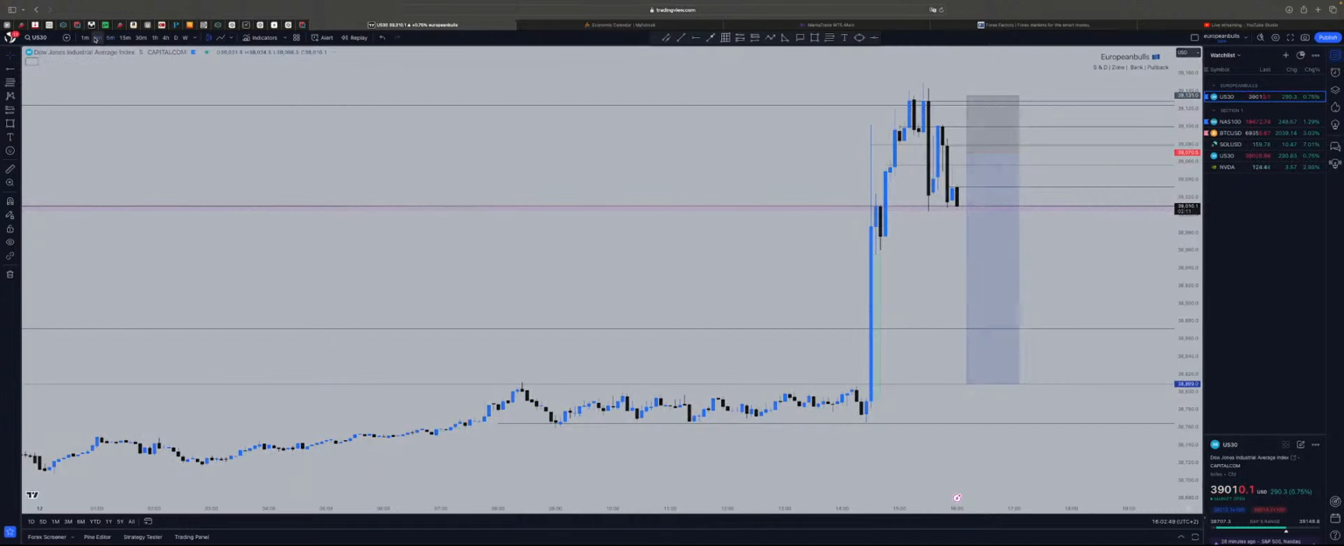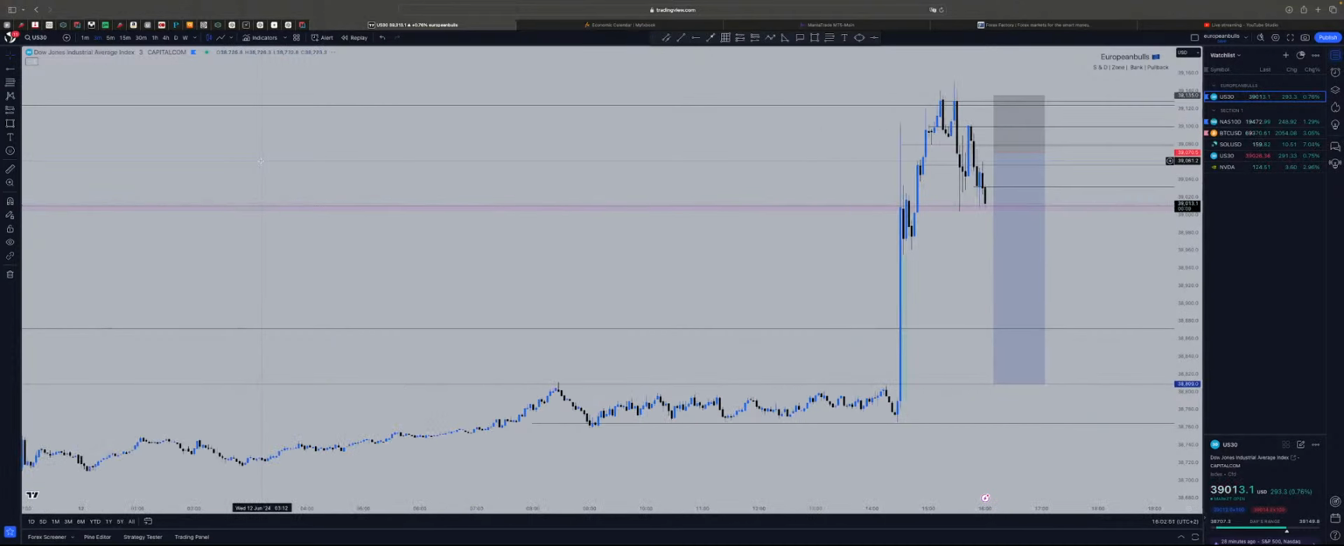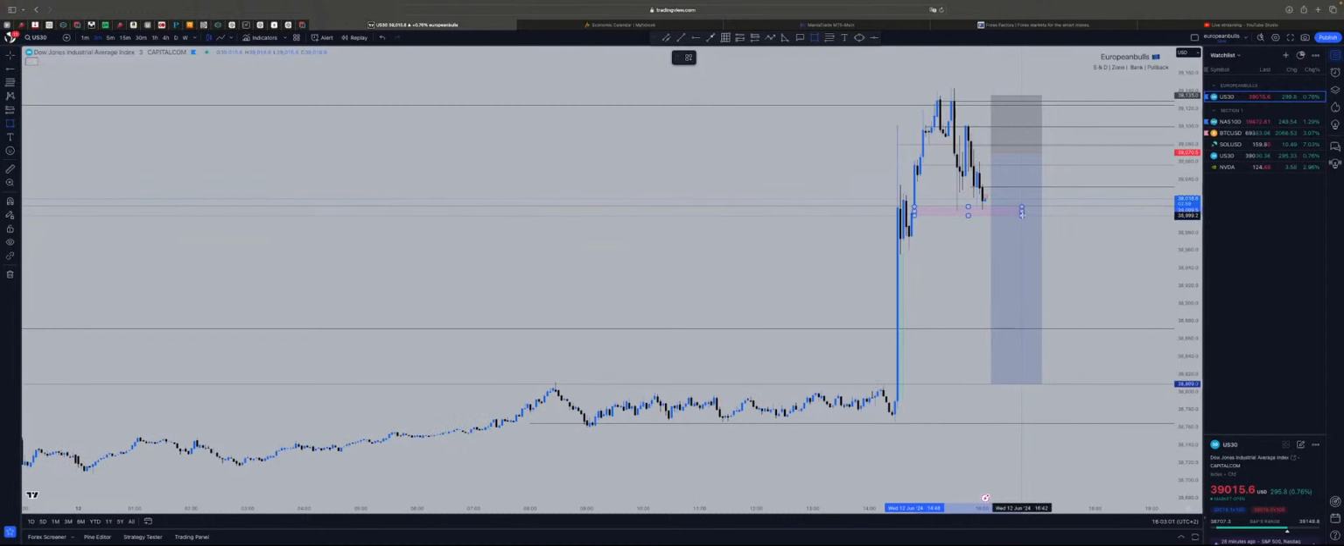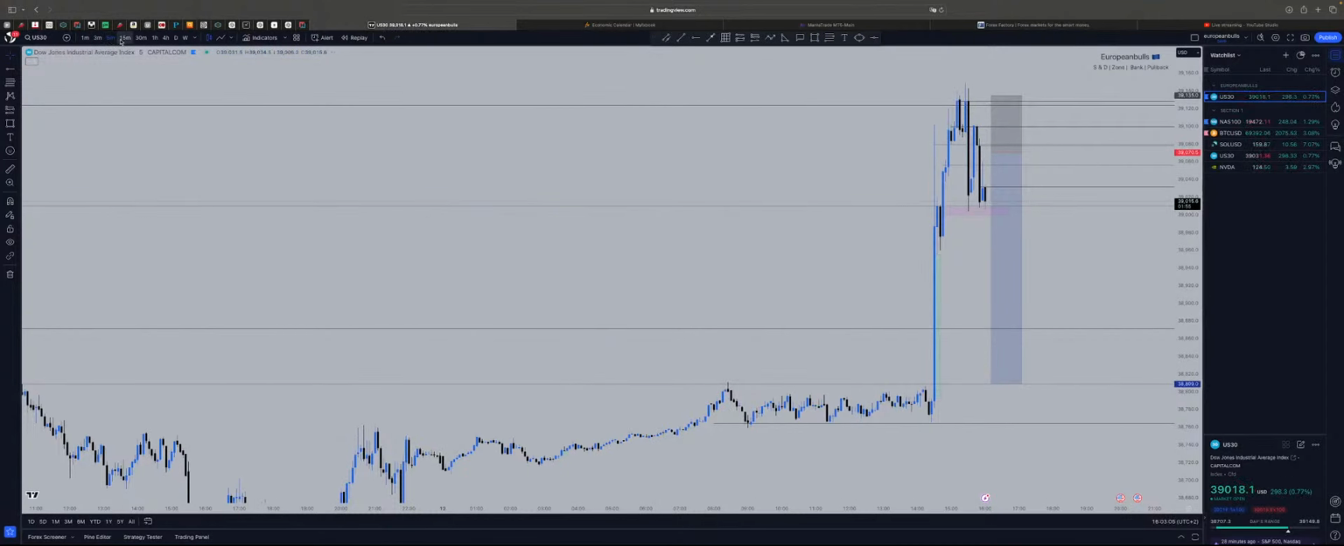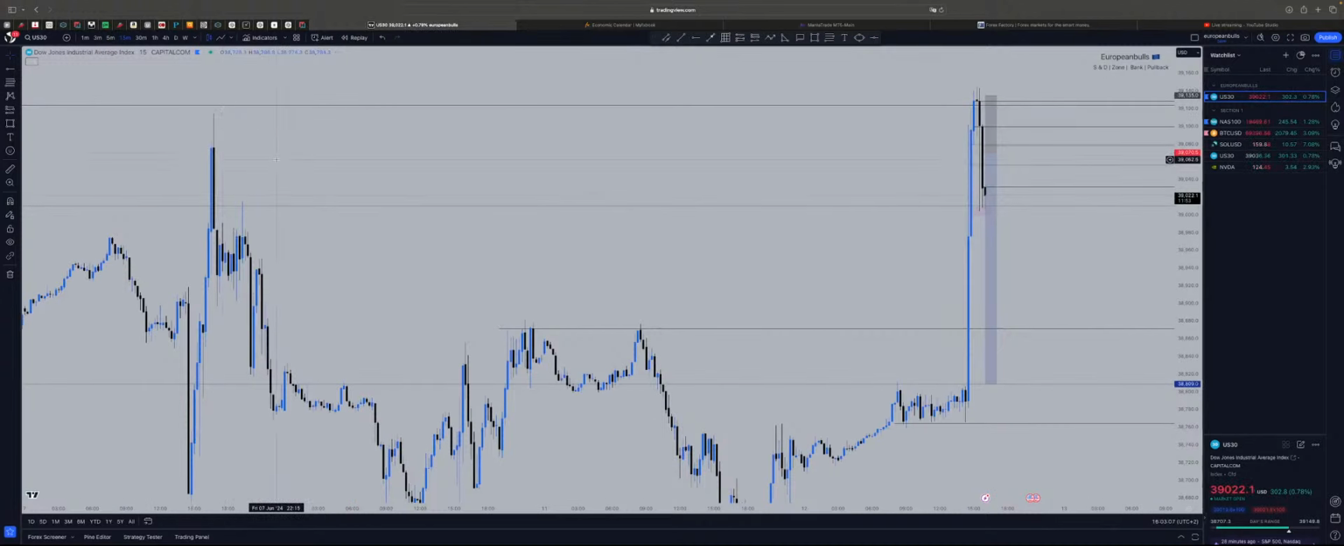There is a stupid imbalance on 3 minutes that I don't care about, but you know, you cannot just ignore it. This area, I would like this to break. 15 minutes is very good for the moment.